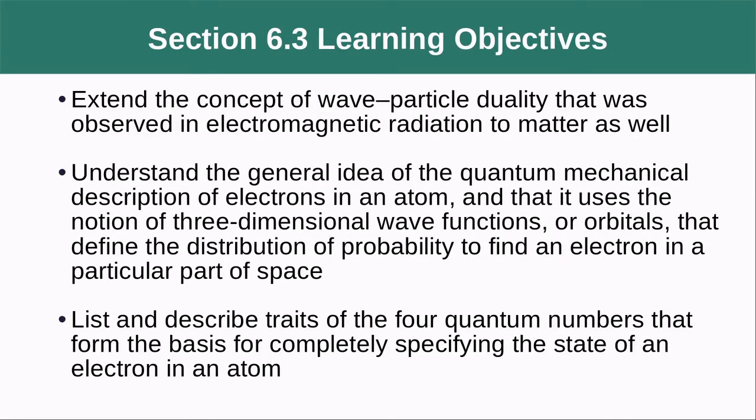Okay, in section 6.3, we're going to extend the concept of the wave-particle duality that was observed for electromagnetic radiation. We're going to understand the general idea of quantum mechanical descriptions of electrons in an atom, that it uses the notion of a three-dimensional wave function, or orbitals, that define the distribution of probability to find an electron in a particular part of space. And we're going to list and describe the traits of four quantum numbers that form the basis of completely specifying the state of an electron or atom.